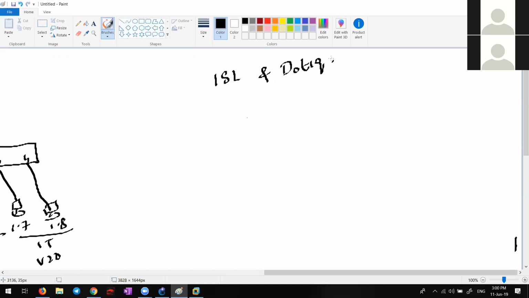Next, .1q. I'll explain it. Don't worry. .1q, in bracket 802.1q. .1q is an open standard frame tagging method which adds 4 bytes of VLAN information to the actual header.